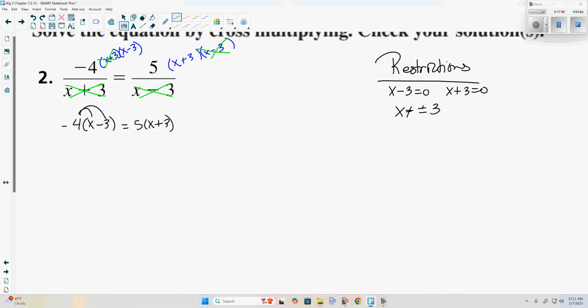So here if we distribute the negative 4, negative 4 times x, negative 4x. Negative 4 times negative 3 is plus 12, is equal to, on the other side, 5 times x is 5x. 5 times 3 is plus 15.